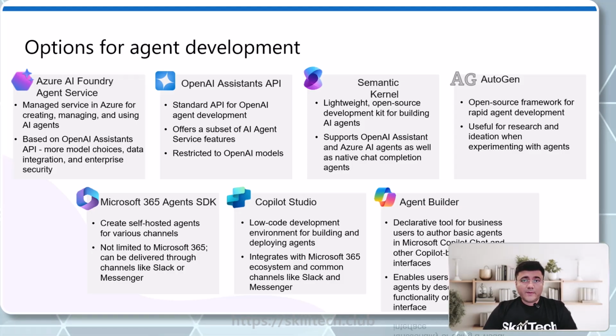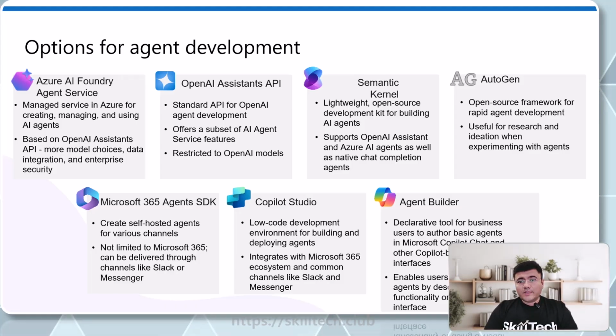This is one of the most popular APIs for agentic development, and obviously it comes from OpenAI. It's the standard API for agent development, and it offers a subset of the AI Agent Service features. But remember, this particular API is restricted to only OpenAI models. So if you are focusing on GPT models, embedding models like Ada, image generation models like DALL-E, or video generation using Sora, then this API is the perfect choice. But if you're looking for other models, let's say Meta models, Mistral models, or Hugging Face, then this is not the API you should use.